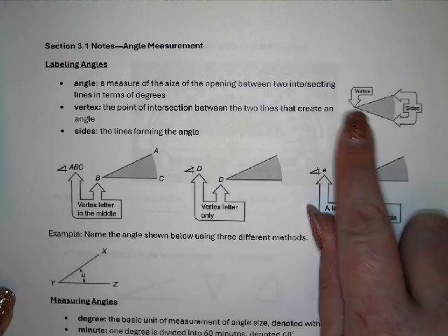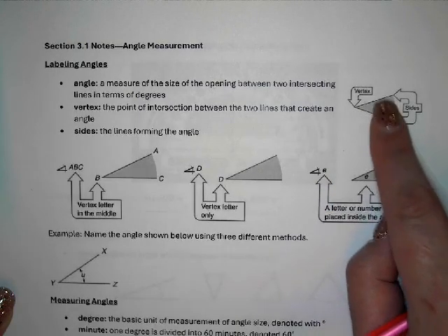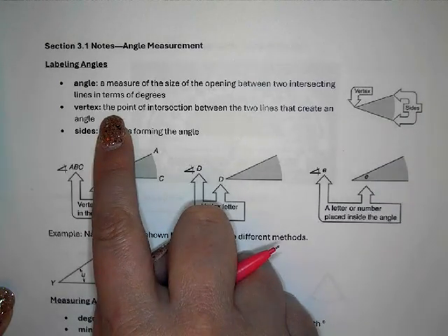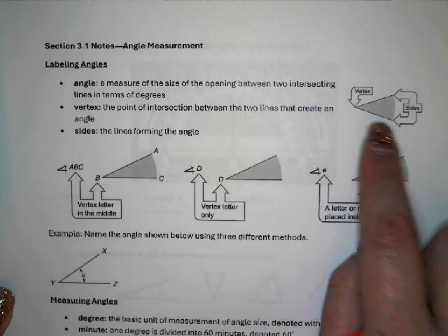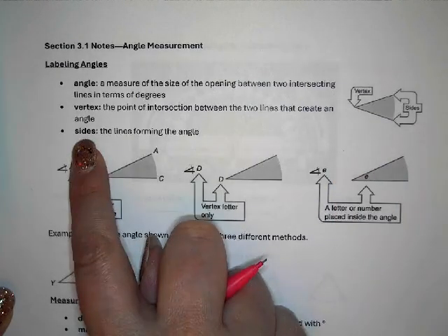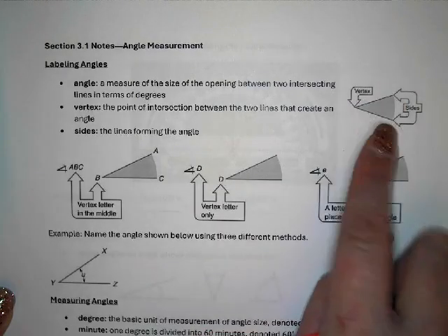So here we've got our two intersecting lines, and then this part right here, the shaded part on the inside, is the angle measurement. The vertex is the point of intersection between the two lines that creates an angle. So this right here is the vertex, and then the sides are the lines that form the angle, right here and right here.